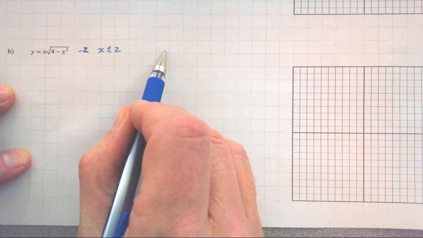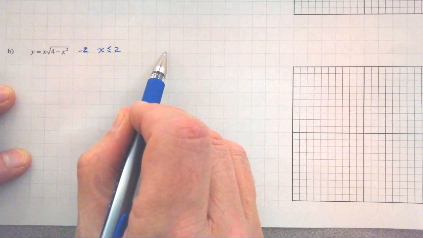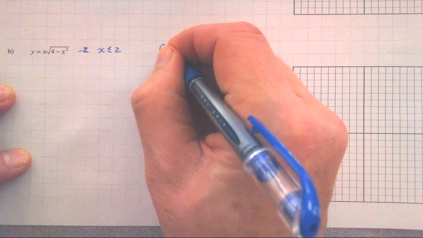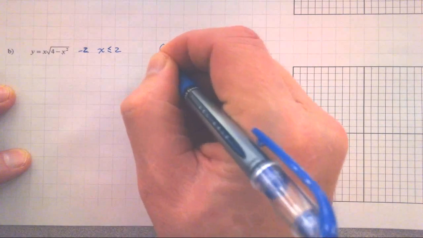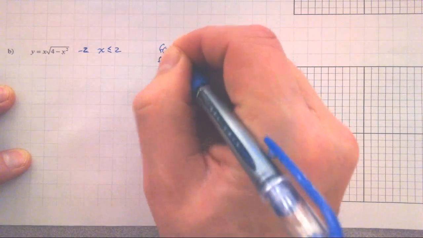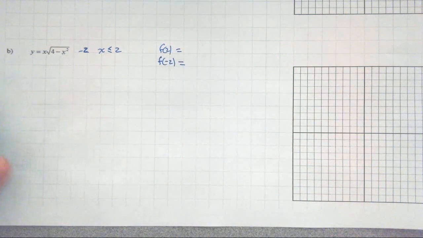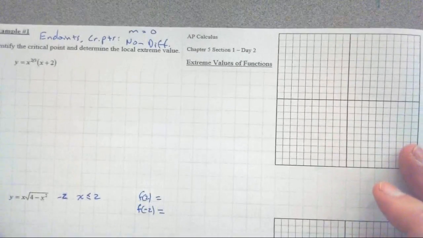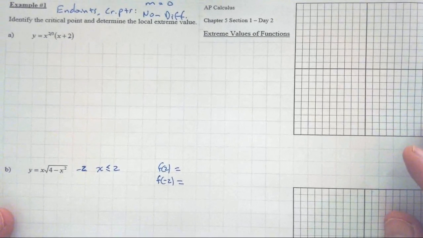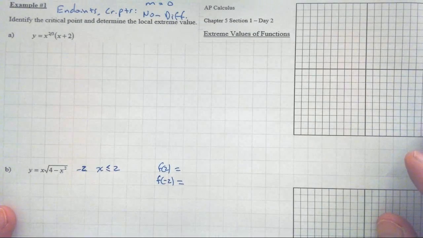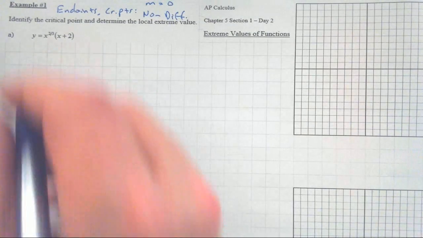So for example B, the points I'm going to test, I'm definitely going to find f of 2 here, and I'm definitely going to find f of negative 2 here to see if those are possible maximums or minimums. And we're going to be graphing along with this. We'll check some of these in our graphing calculator. Okay, so first let's consider endpoints.